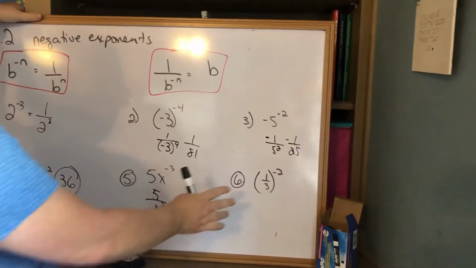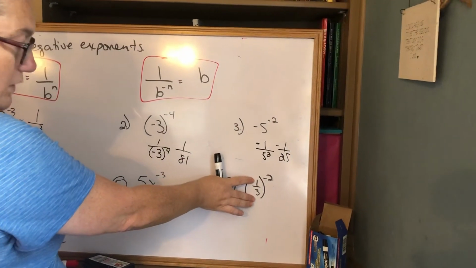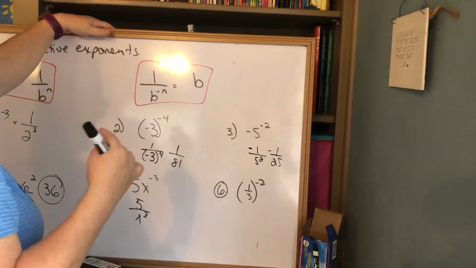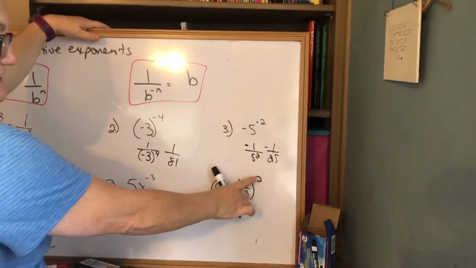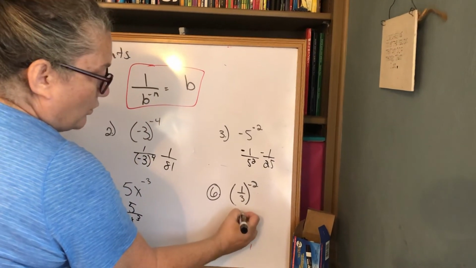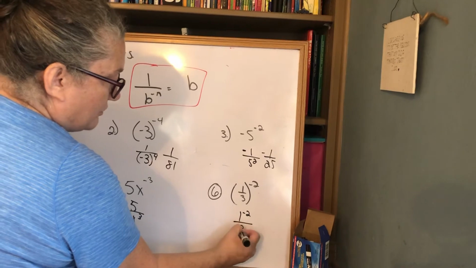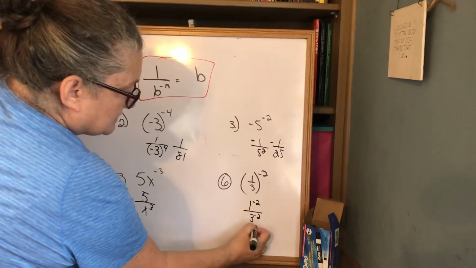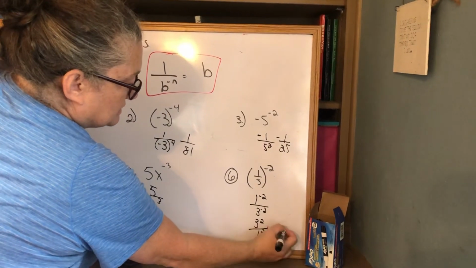And last but not least, we have 1/3, and all of it is raised to the negative 2 power. If we remember from the last video, when we had this negative 2, you could pass it out to each one inside here. So this would be like 1 over negative 1 to the negative 2 and 3 to the negative 2, which means we need to flip both of these. So it's 3 squared over 1 squared, which is just 9.